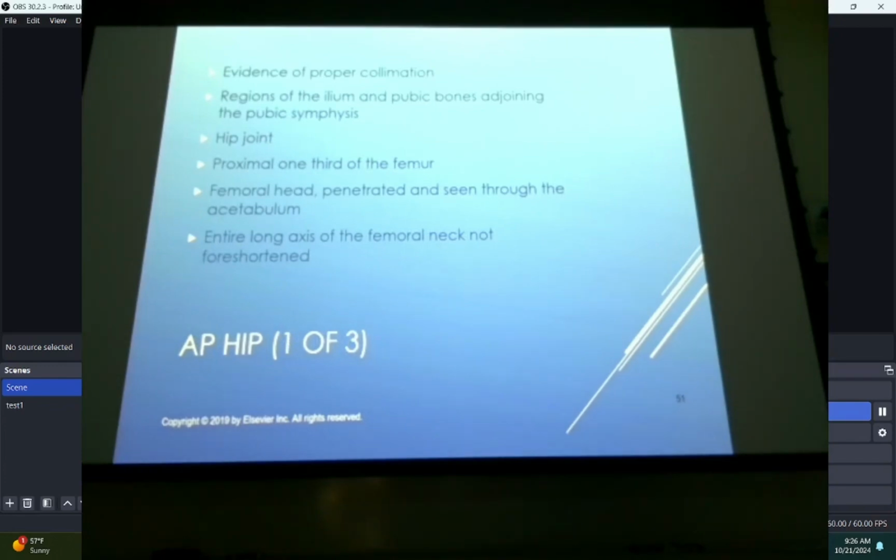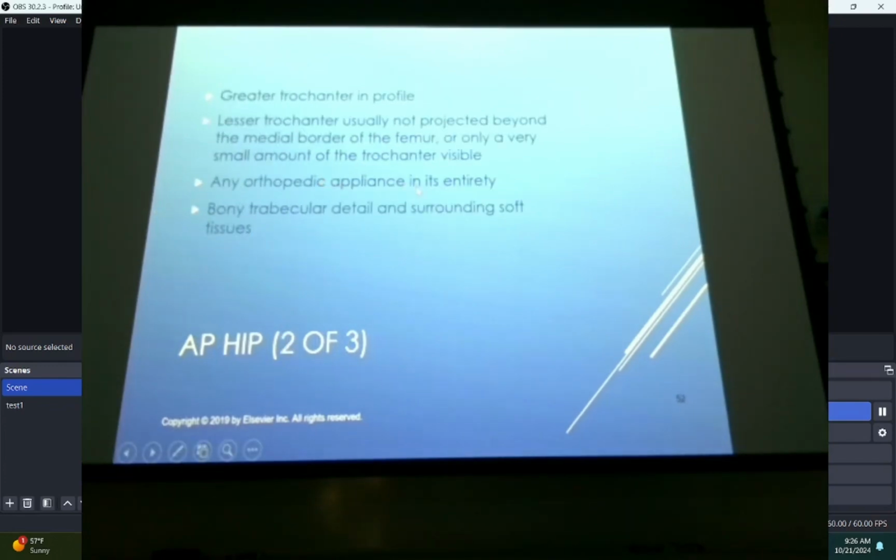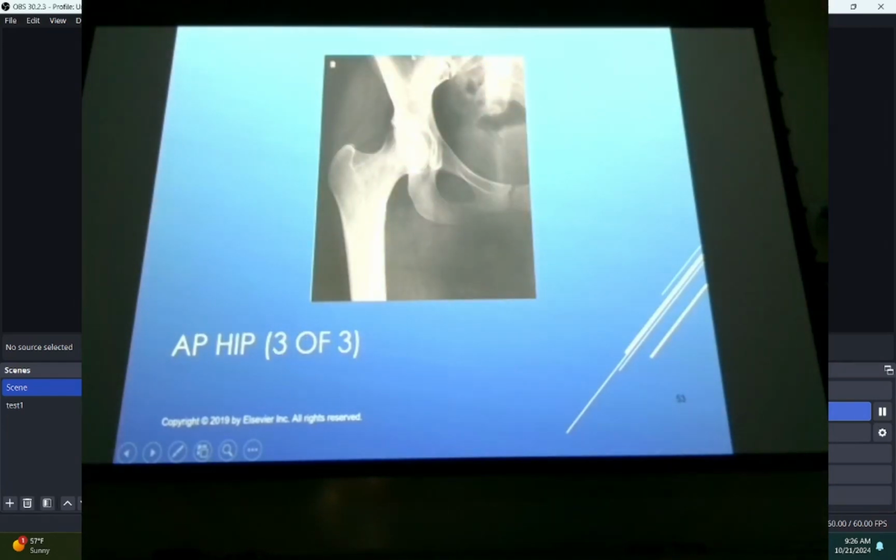So AP of the hip. Again, what you're going to do is put the top of the image receptor or top of the collimated field really at the ASIS. And then you're going to run that longitudinal line of collimation straight down from the ASIS. I mean, we could have centered this up better than this. Run that line straight down from the ASIS, and it should follow the finger.